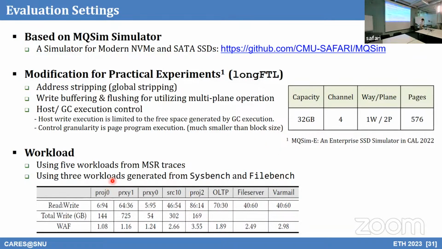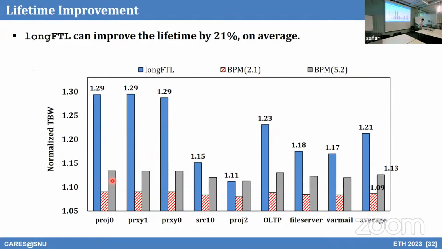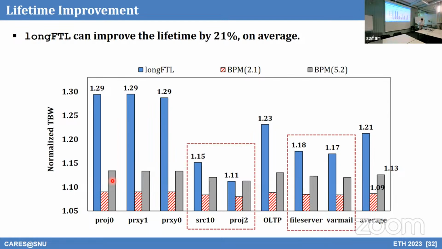And we tried these 8 workloads, and this is the result. In terms of total amount of written data, on average, we can improve about 21%. If you look at the first 3, we can improve lifetime by 29%, and for project 2, we can improve only 11%.